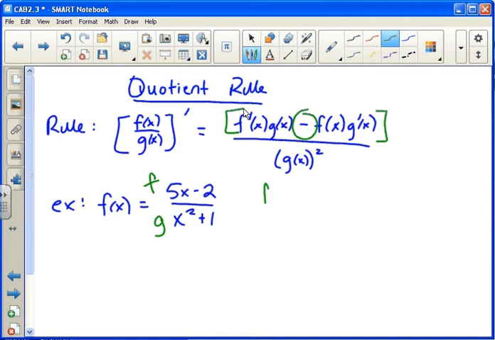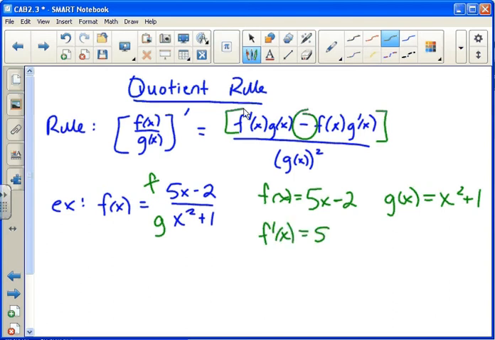So I'm going to follow the same pattern though and write my f of x and my g of x over to the side because I need the same pieces as before, f and g and their derivatives. So f prime will be 5, g prime will be 2x.